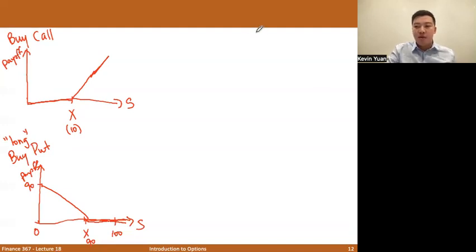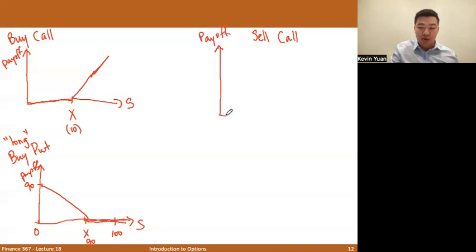Now, let's put it on the flip side. Let's say that you were selling the call option, because for every buyer, there's got to be a seller. And so if you're selling a call option, you're selling the option for someone else to buy it at a particular price. Let's go through that logic. That might seem a little confusing because we're going to have to think about things in terms of opposites.